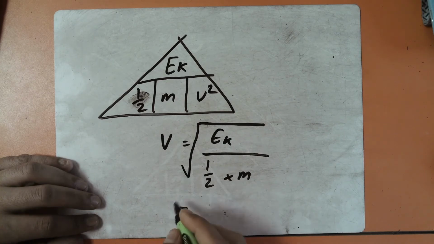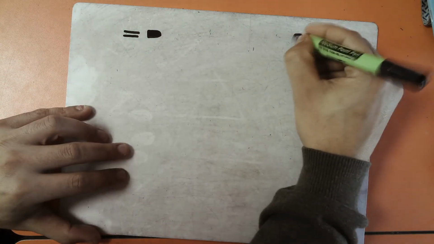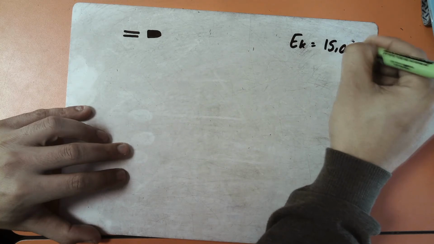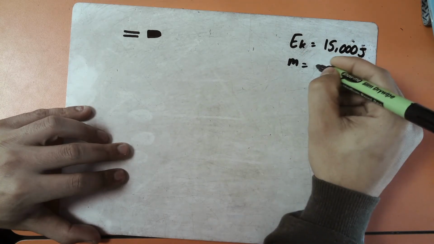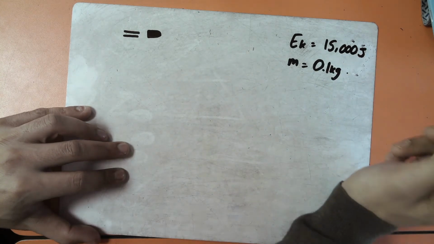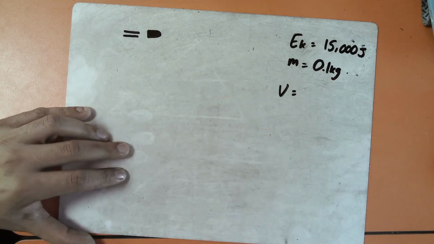So as a worked example, if a bullet was fired out of a gun and it had a kinetic energy of 15,000 joules and a mass of 0.1 kilograms, or let's say 100 grams, what would the velocity of this bullet be?